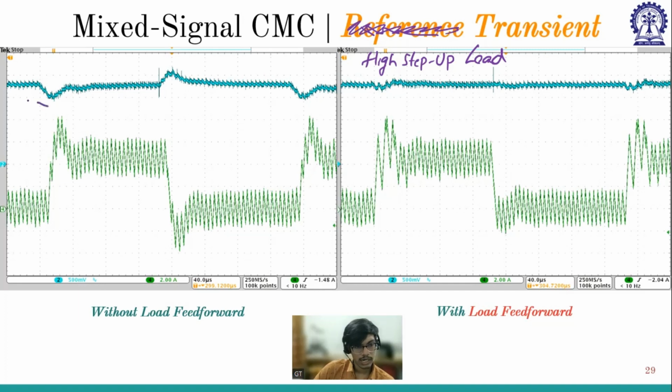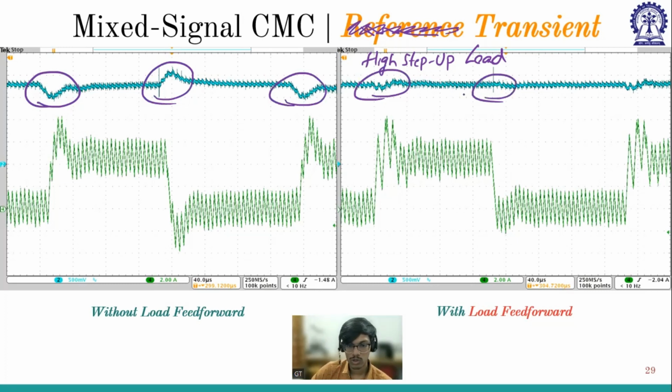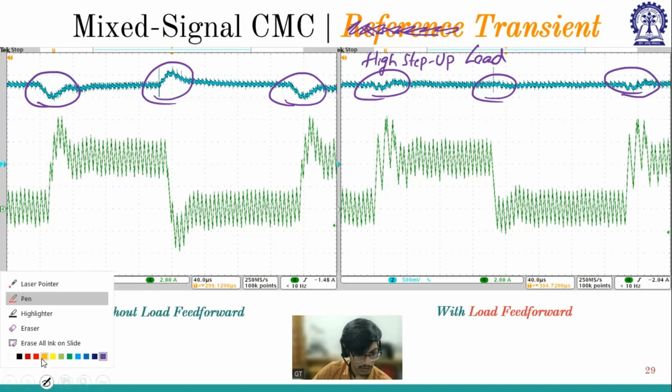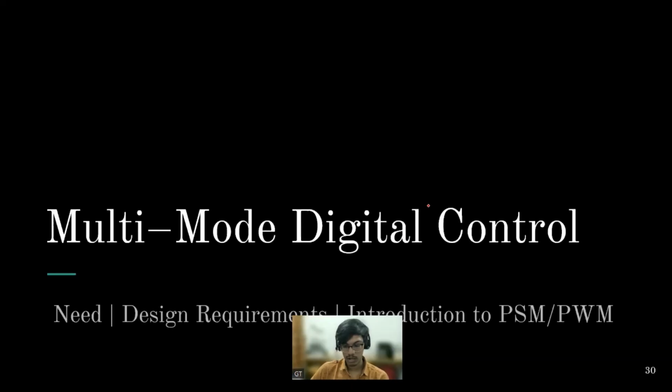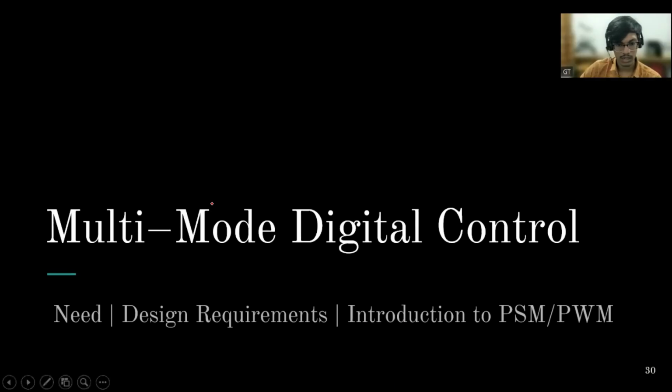Here you can see it has undershoot, overshoot, whereas in this case, negligible undershoot. Here there is no overshoot, and here there is very negligible. Also, we can say there is no undershoot, overshoot. So this is the advantage of the load current feed forward. We have no undershoot or overshoot, which will substantially reduce the capacitor requirement, and the recovery time will be very quick. Sir has shown multiple hardware results, and I have taken only a few of those. So this completes our mixed signal current mode control discussion. If you have any questions, you may ask. Do you have any questions?